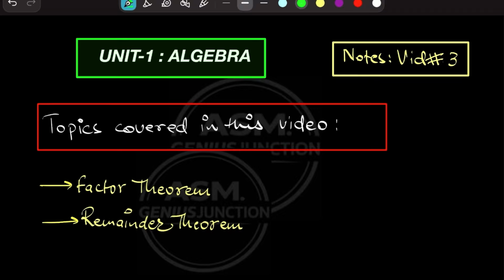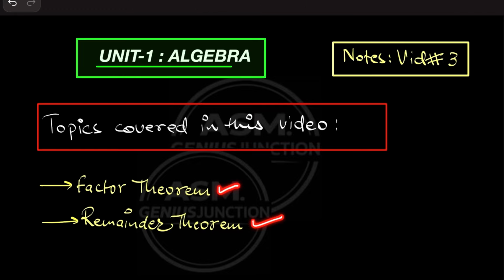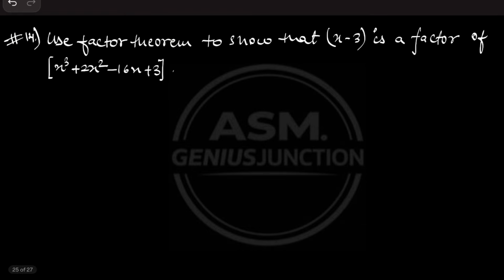So today in A level mathematics 9709 unit number 1, this is your video number 3 on the topic algebra. In this video we are going to cover the questions based on factor theorem as well as on remainder theorem. This is your video number 3, so I suggest if you have not watched video number 1 and video number 2, then you must go through both of them first so that you can understand the concept discussed in this particular video. So without wasting time, let's quickly move on to the types of questions which come from factor theorem and remainder theorem.